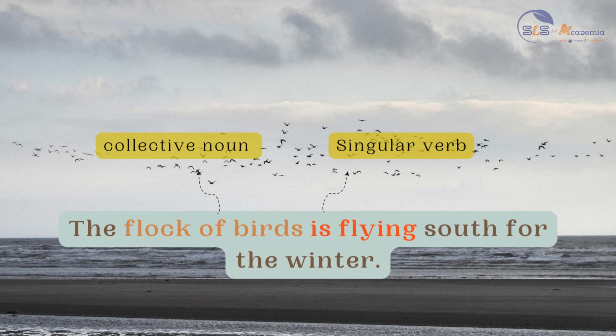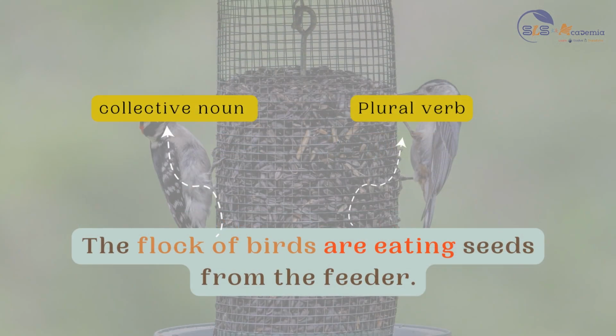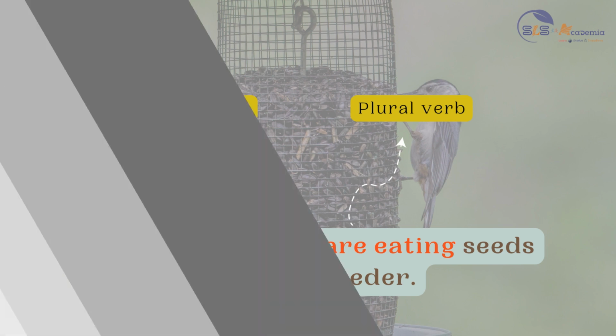Now look at this sentence. The flock of birds are eating seeds from the feeder. In this sentence, the subject is again the flock of birds, which is a collective noun. However, this time the verb are eating is in the plural form. The intended meaning here is that the individual birds within the group are performing the action separately, each eating seeds from the feeder.